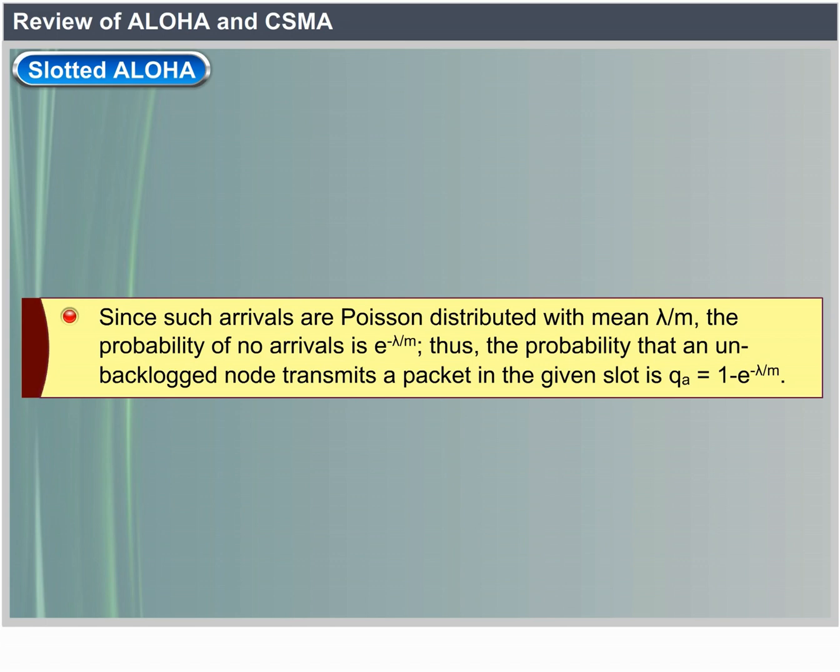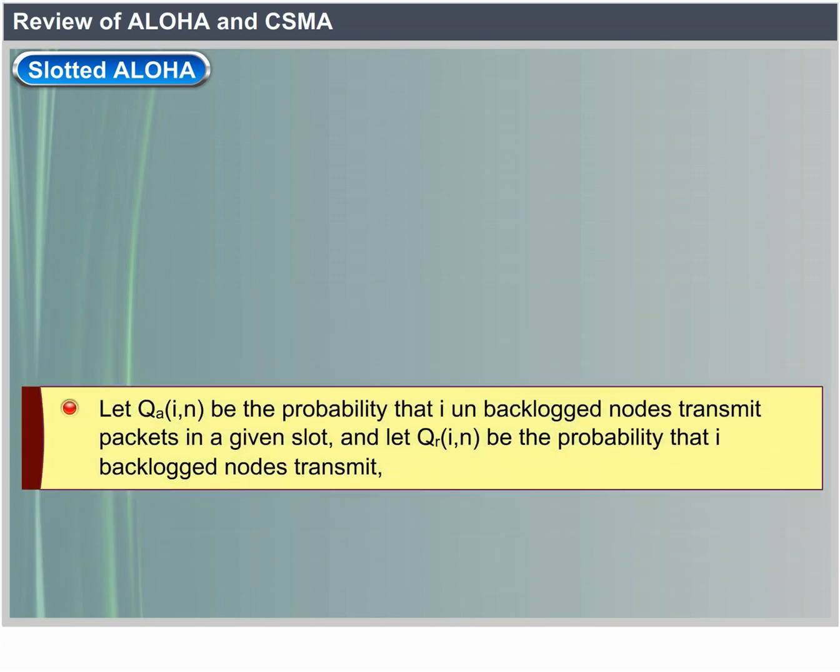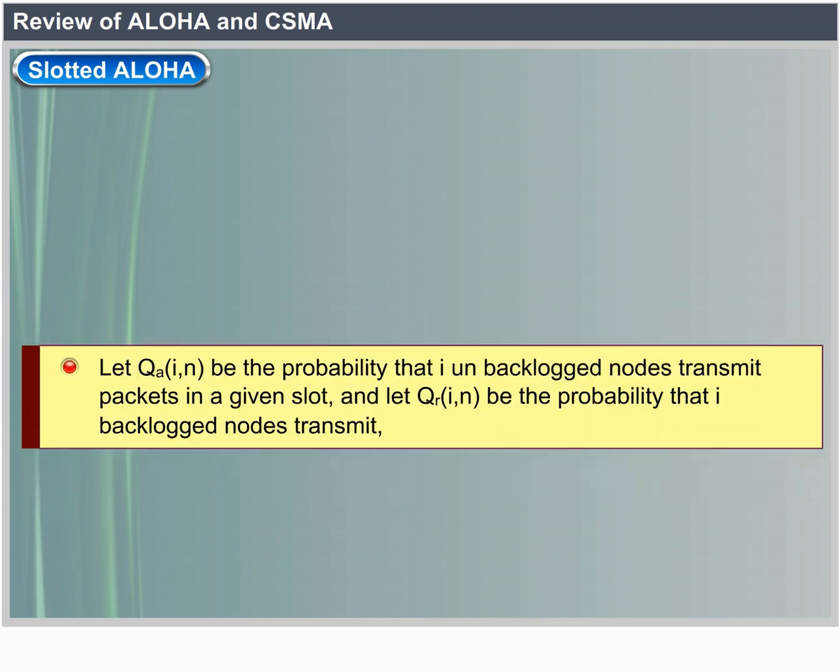Thus, the probability that an unbacklogged node transmits a packet in the given slot is QA, which is equal to 1 minus e power minus lambda by m. Let QA of i, n be the probability that i unbacklogged nodes transmit packets in a given slot, and let QR of i, n be the probability that i backlogged nodes transmit.